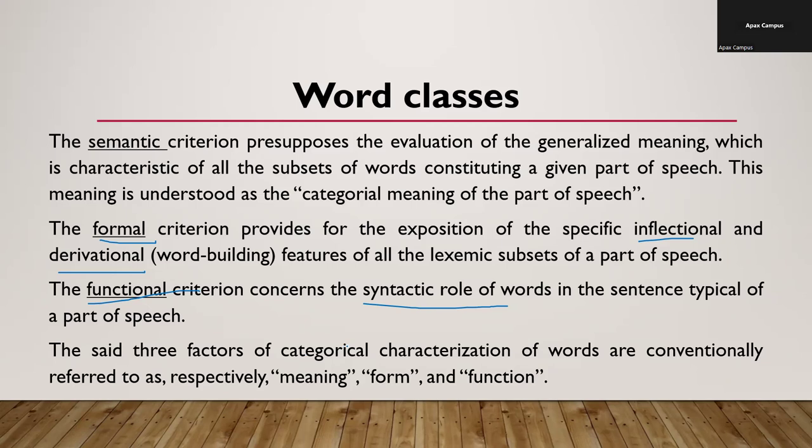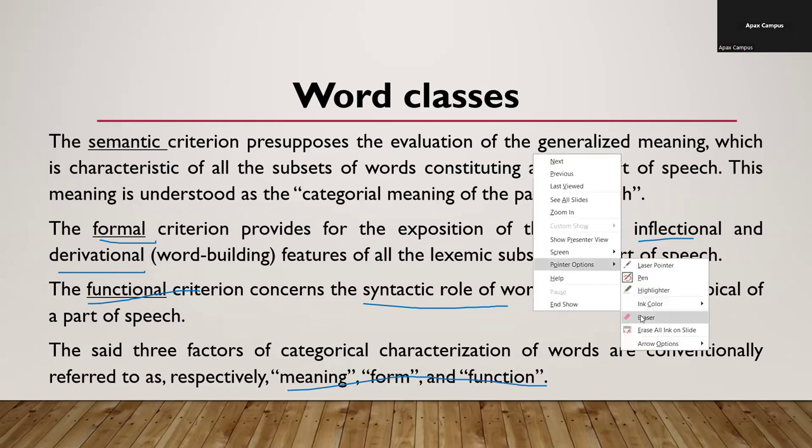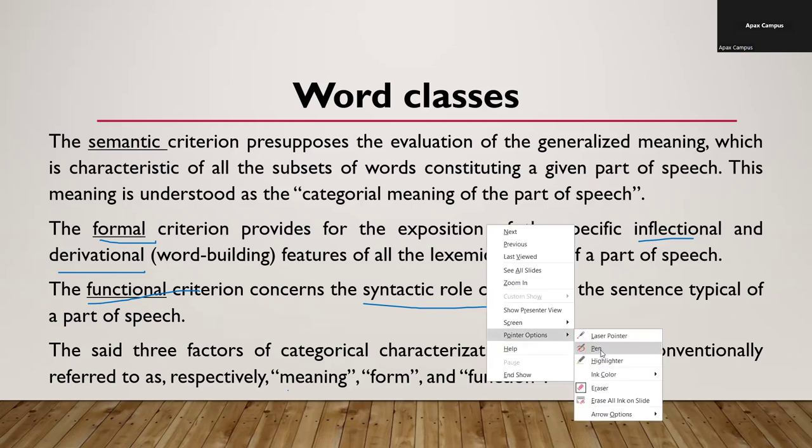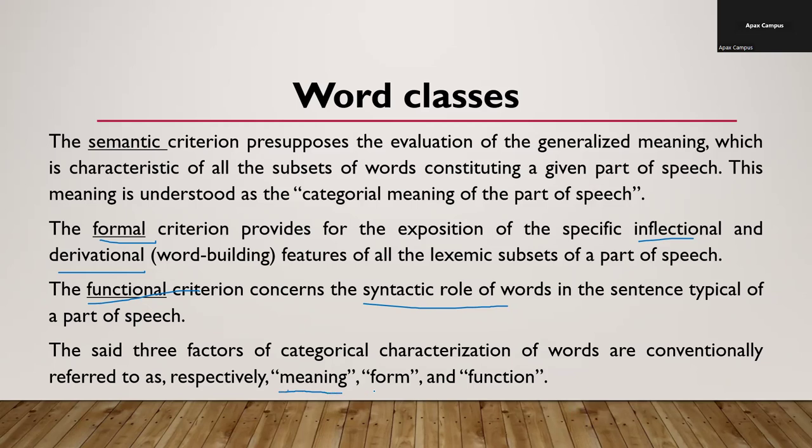So the three factors of categorical characterization of words are conventionally referred to as meaning, form, and function. Already you know about these three terms actually, right? These are the three words which you need to be familiar with when you are classifying words into subclasses. I'm not talking about the two main word classes only here, open and closed. Inside them also we can go for further categories based on meaning, form, and function. So these three are very important criteria when we talk about the classification of words.